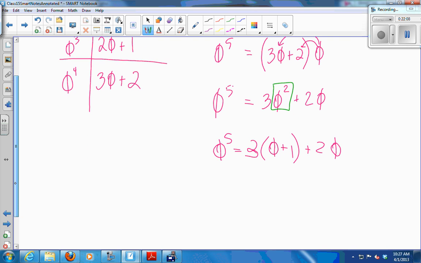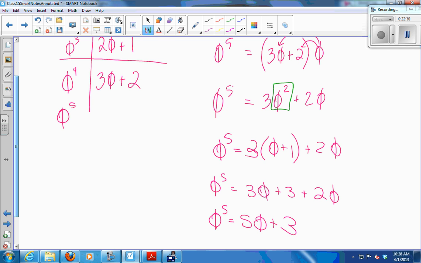plus 2 phi. That also comes down. Then we distribute the 3. So I get phi to the fifth equals 3 phi plus 3 plus 2 phi. Combine like terms, 3 phi plus 2 phi makes 5 phi. 5 phi plus 3. So phi to the fifth equals 5 phi plus 3.